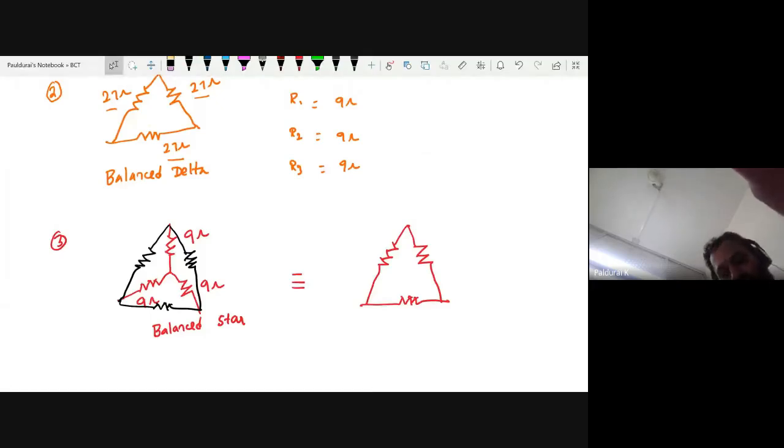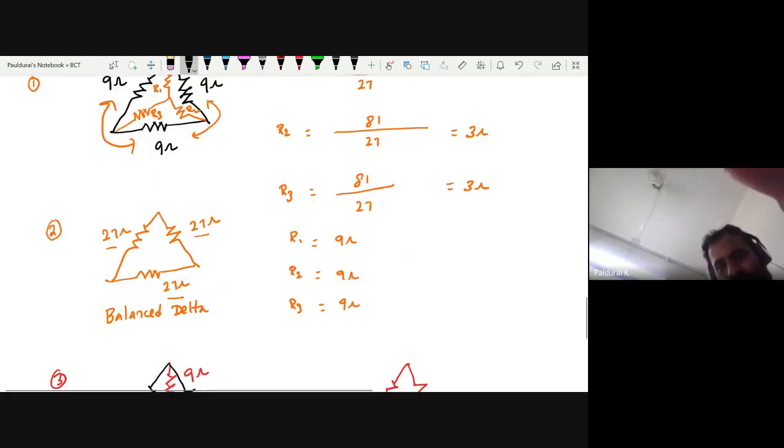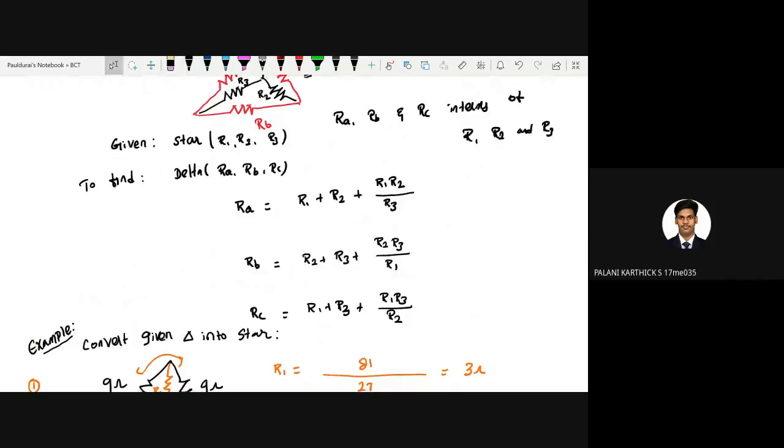If you want to convert a balanced star into delta, what is the equivalent resistance of each resistance in the delta? What value will each resistance in the delta have? When a balanced star is converted to delta, what happens to the resistance? There it was divide by 3. So here what will happen? Multiply by 3. Okay, thank you.